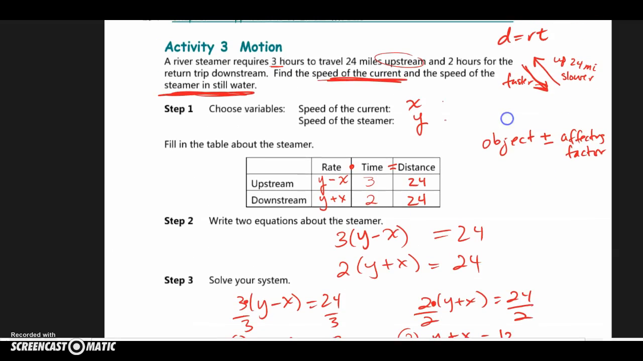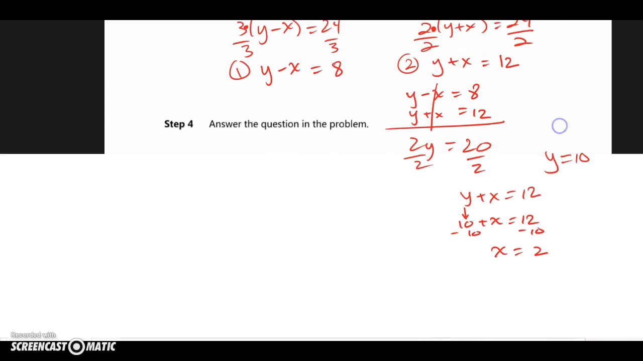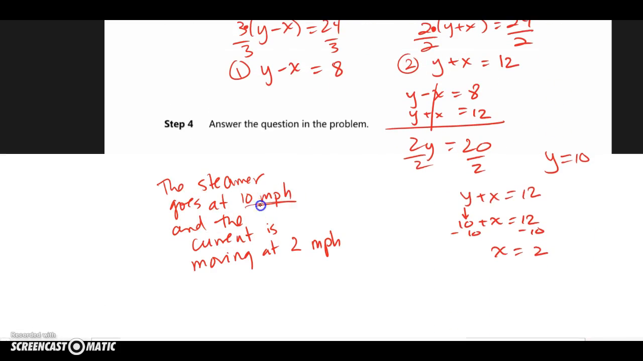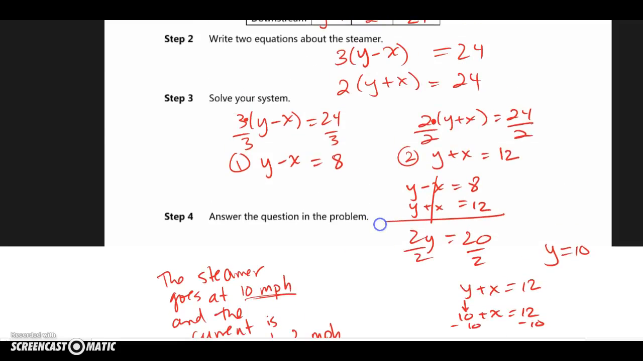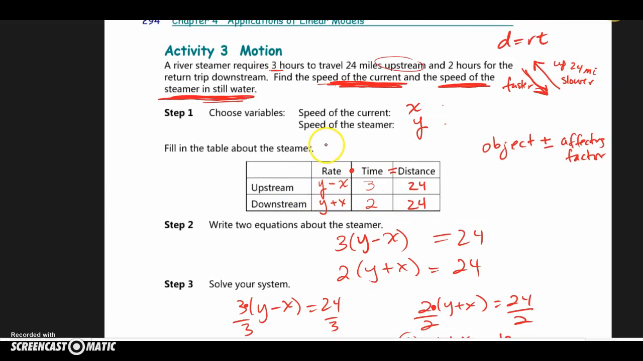What did the question want? Find the speed of the current, which for us we called x, and find the speed of the steamer, which we called y. So to answer the question, the steamer is going at 10 miles per hour and the current is moving at 2 miles per hour. There were two components to the overall speed of the movement. There was the steamer by itself. If we assume there was no current, it would be going at 10 miles per hour. However, there was a current of 2 miles per hour affecting it. So what really happened was, going up, it was 10 minus 2, it was actually going up at 8 miles per hour. And on its way down, it was 10 plus 2, and it was going at 12 miles per hour.